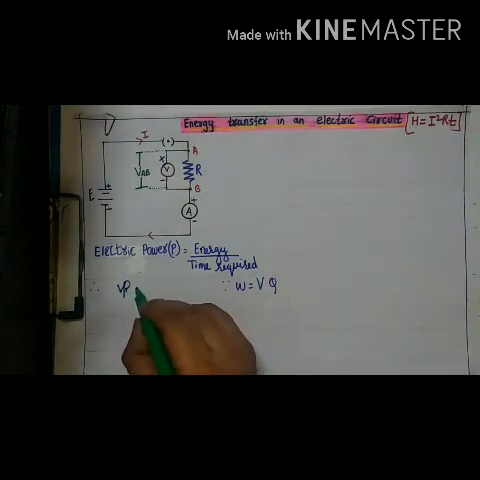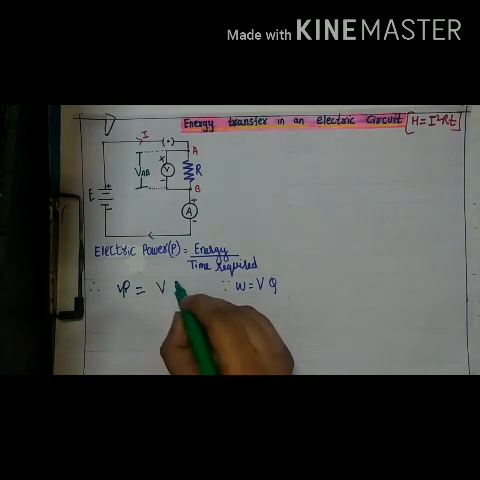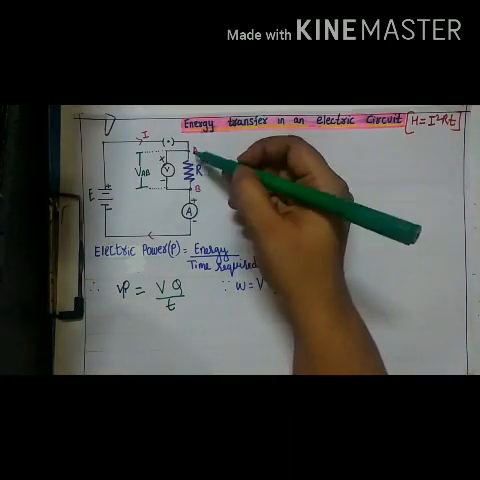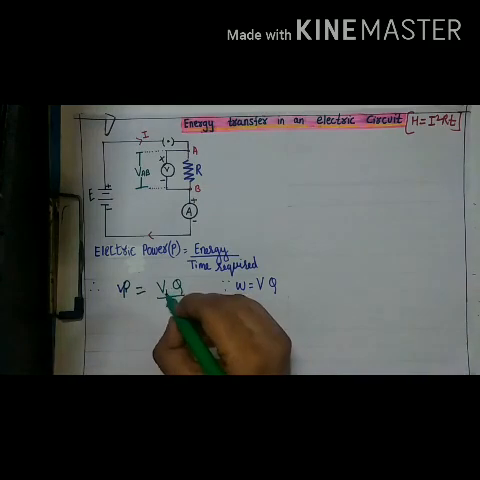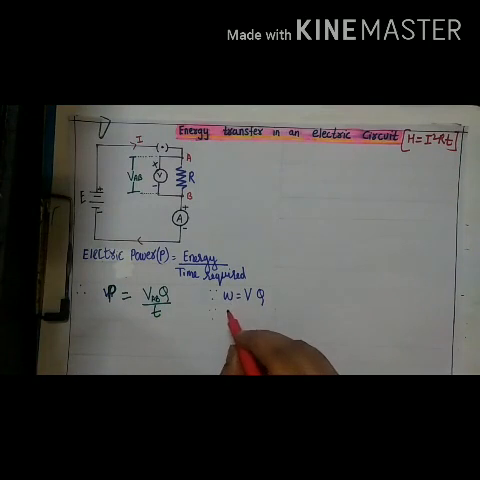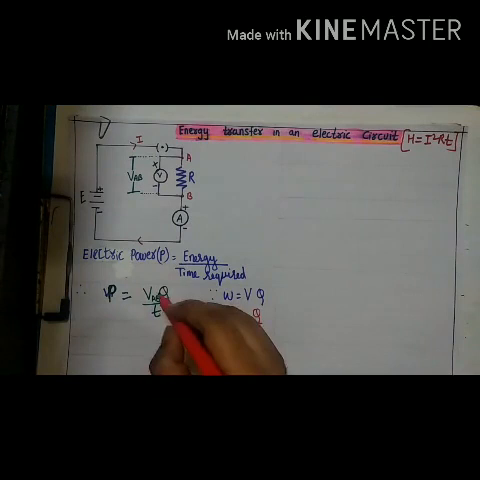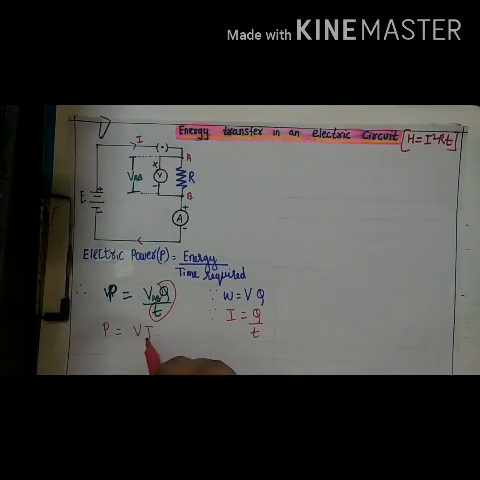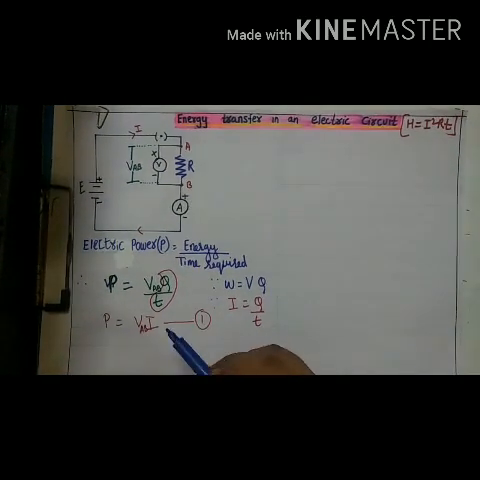therefore power can be given as VQ upon T. Since the potential difference is calculated across the resistor AB, V can be written as VAB. Since I is equal to Q upon T, we can replace this Q upon T and power can be written as VI. This is equation number 1.